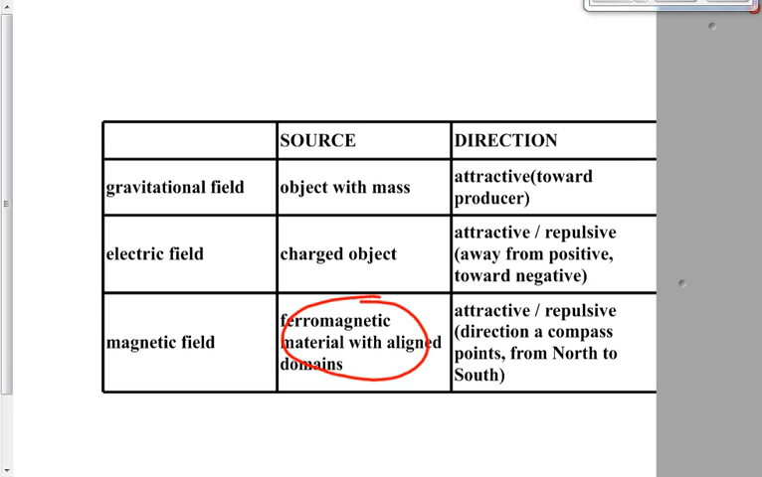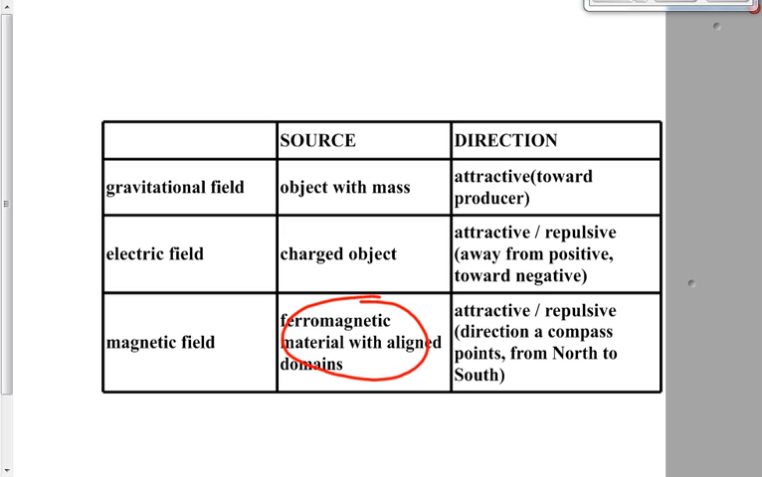How do we define the direction? Well, gravitational field is always attractive, and it's always toward the producer. It's always the way that an object with mass will move when placed in the field, which is going to be, of course, toward the producer. The electric field is attractive or repulsive. The direction of that field is away from the positive and toward the negative. It's the way that a positive particle moves when placed in the field.